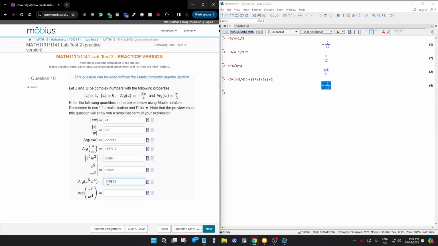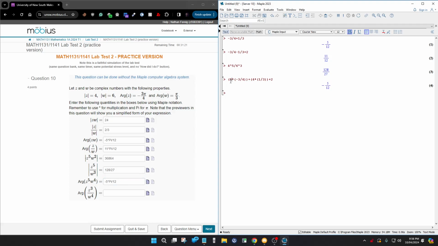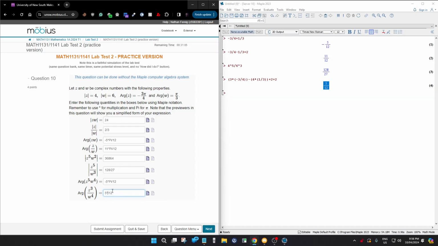5π/12. I just change that to a minus, yes. 3 times z minus w says the same. Hopefully that's a valid answer. Oh, we need an actual another plus 2. Look at us. Oh, yeah. π/12. Oh, yeah.